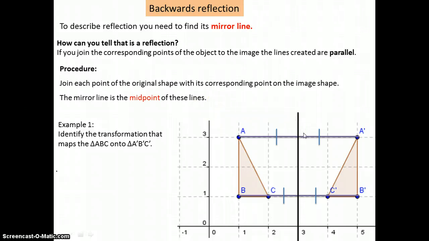The reason that the mirror line is the midpoint of these lines is because the distance from the object to the mirror line should be the same as the distance from the mirror line to its image. Therefore, here it's a reflection on the line x = 3.